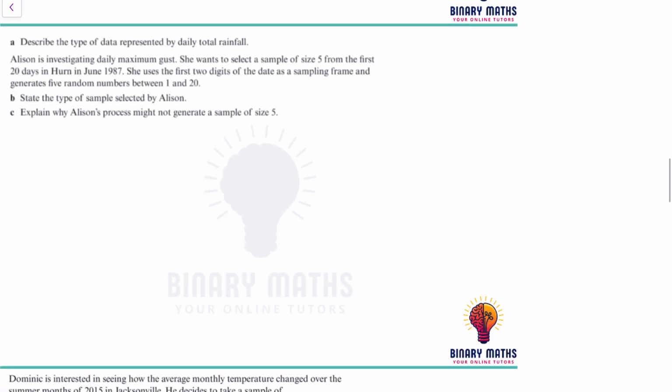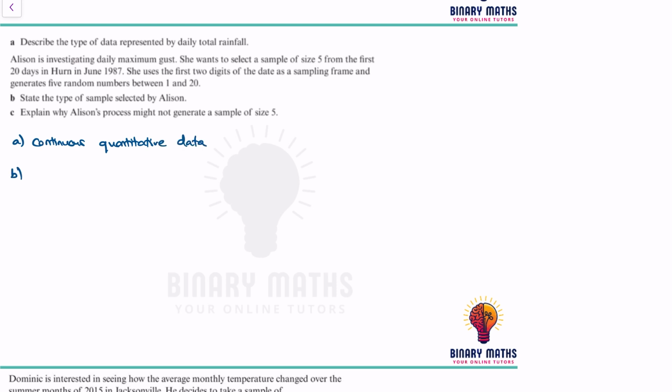Okay, let's go through some questions. Describe the type of data represented by daily total rainfall. Now, daily total rainfall is obviously a measurement of height, so it's going to be continuous. This numerical data is going to be quantitative data.